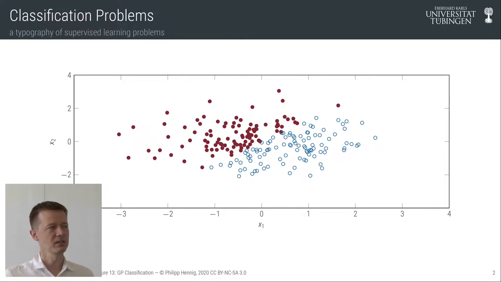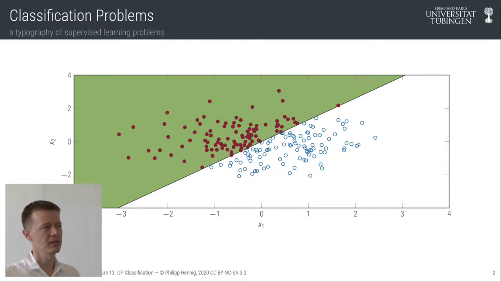This is a particularly easy classification problem. It's one that I've constructed to make it as easy as possible. It's very easy to think about how you would solve such a problem. You can think about it for yourself for a second before I reveal a simple answer. The simple answer is you can just draw a straight line through this data set and then decide that everything that's above the line corresponds to the red class and everything below the line corresponds to the blue class.